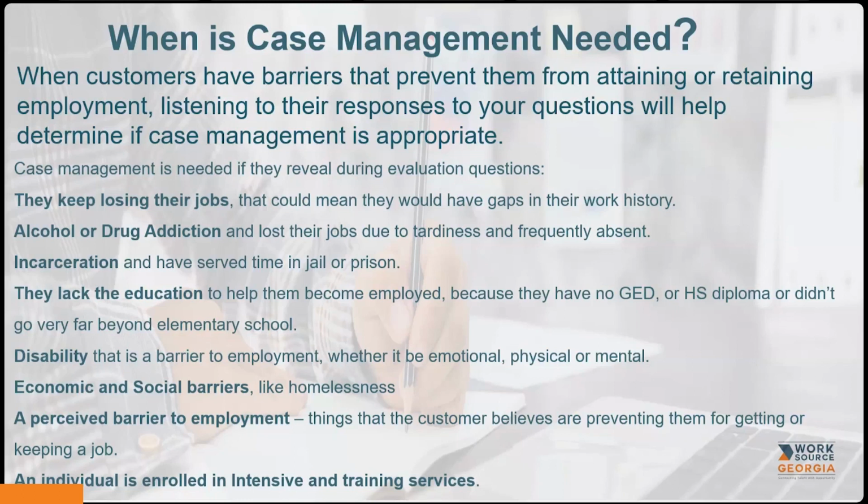In those instances, we may be referring them to other entities. Maybe it's Title II that we're referring them to. But those individuals may be in case management and you're tracking the outcomes of those activities. Maybe they have a disability, and that's a reason we've put them in and they're having a hard time finding employment, and maybe we refer them out to GVRA. Economic and social barriers like homelessness. It could even be a perceived barrier to employment.